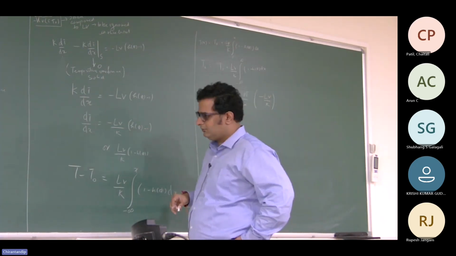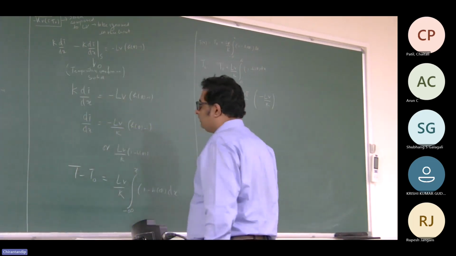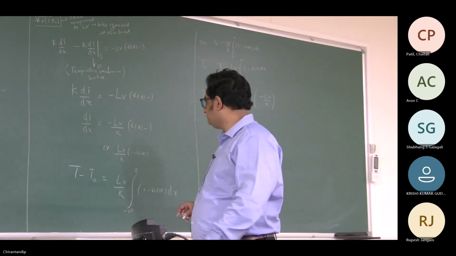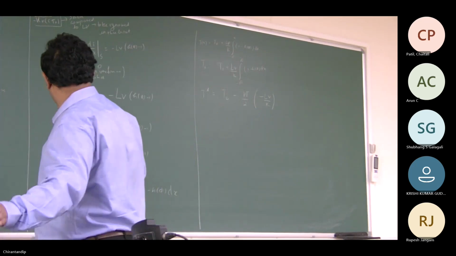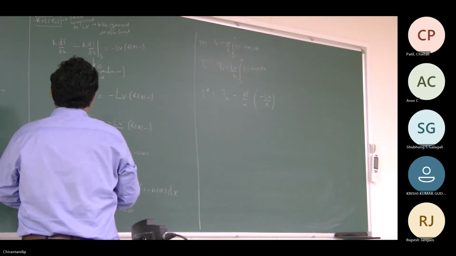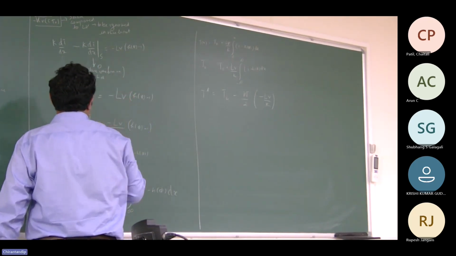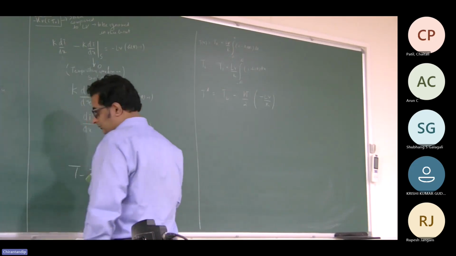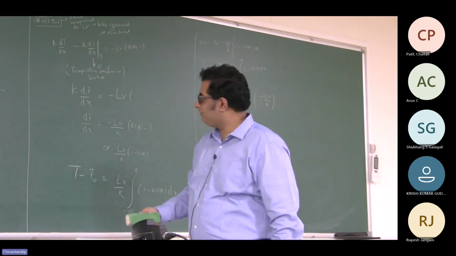We have made a sign error. That is 1 minus h of pi, minus LV by K, 1 minus h of pi. So we'll make plus LV by K. Here it is minus 1. No, dT/dx is equal to minus LV by K, 1 minus h of pi.